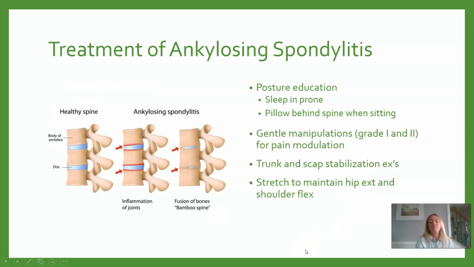For treating ankylosing spondylitis, which is again that bamboo spine, we want to do some posture education. If it's at all possible for them to sleep in prone, we want to encourage that just to get a little bit of extension in the spine. Use a pillow behind their back when they're sitting, which will again put a little bit more extension in their spine, because when we sit for long periods, we tend to start to slouch and flex a little bit. We can do some gentle mobilizations, grade 1 and 2, again just for pain modulation. A lot of trunk stabilization, so core stabilization, scapular stabilization exercises, and stretching to maintain hip extension and shoulder flexion so that they can be as functional in ADLs as possible.